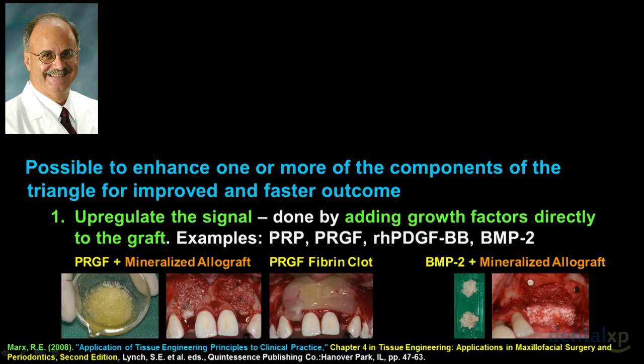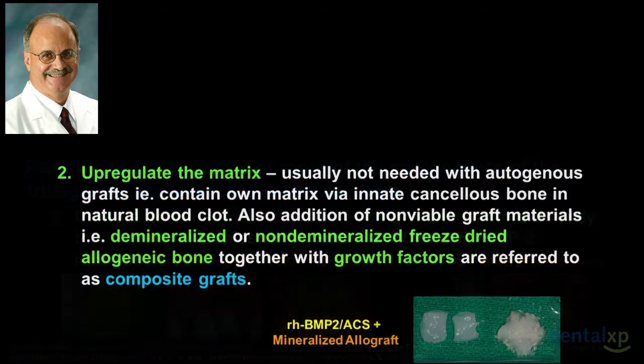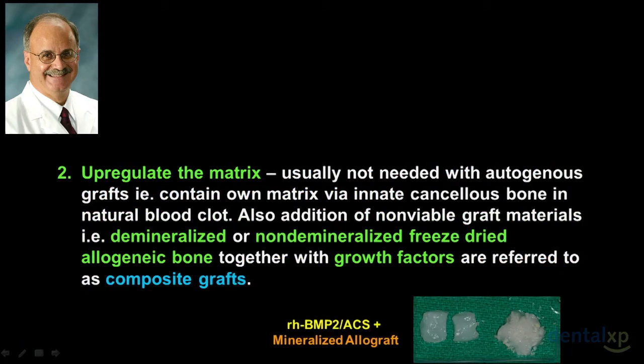And it's even possible to enhance one or more of the components of the triangle, as we'll see here. In fact, there's 4 ways. We can up-regulate the signal itself by adding growth factors. So we'll add PRGF, PRF, PRP, take your pick, even recombinant PDGF as mitogens only to our graft complexes. And if nothing else, they will upregulate at least VEGF that we know of for sure, which means it accelerates soft tissue healing, and that's a great thing.